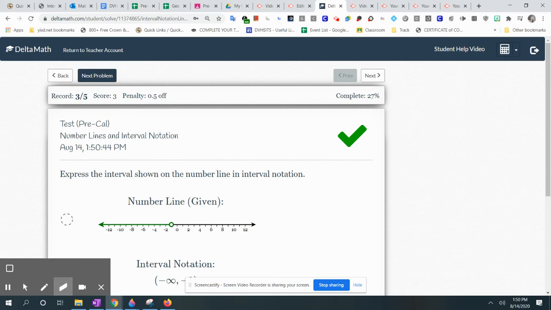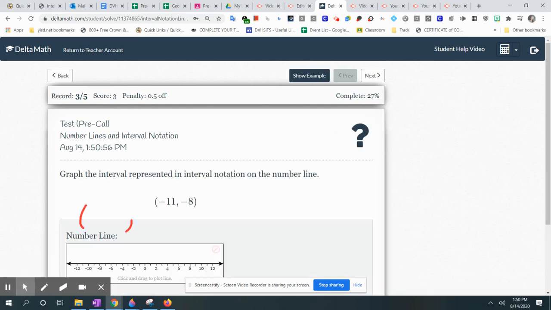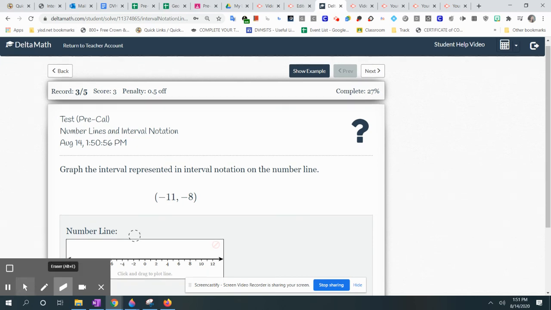Okay. So let's go ahead and see what the next problem looks like. I just want to show you guys how you're using this on Delta Math, just in case you guys are a little bit confused. So let's go ahead and take a look.